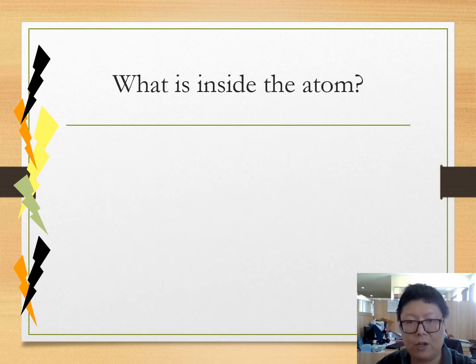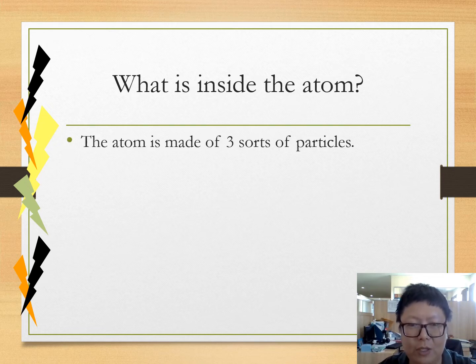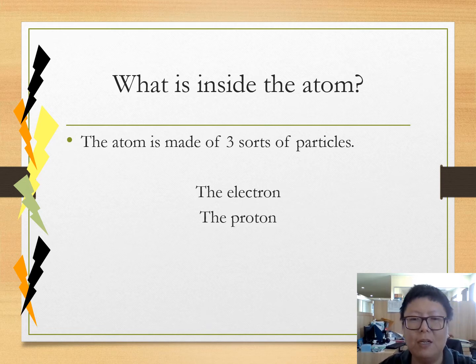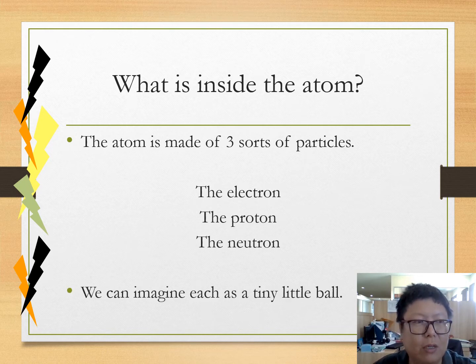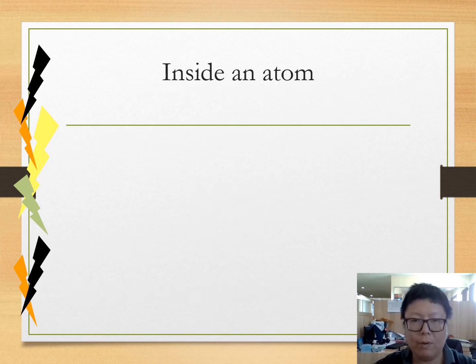But an atom is already small, right? But we know that atoms can still be divided into three sorts of particles. There are electrons, the negatively charged particles, the protons, the positively charged particles, and the last is the neutrons, the ones that are neutral.